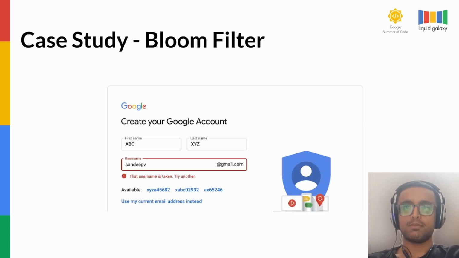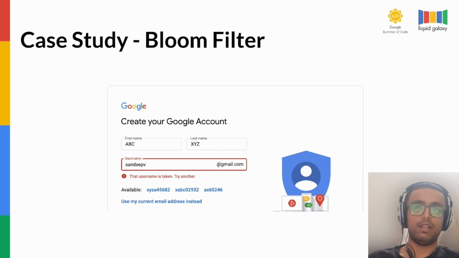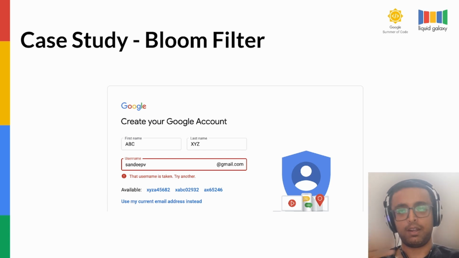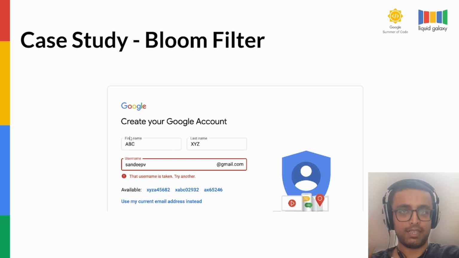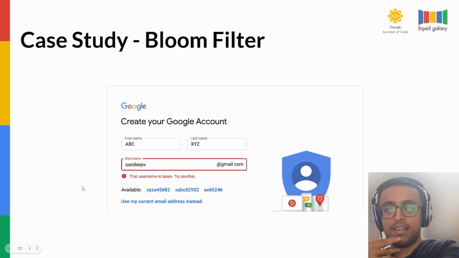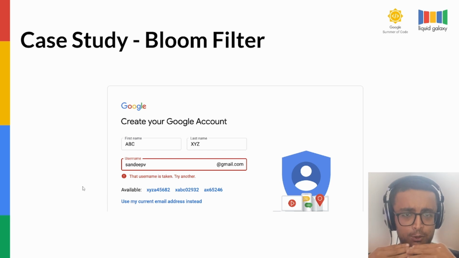Okay, now we have come to the case study, Bloom filter. You might have got the idea of what a Bloom filter is by looking at this screenshot. This is the Google sign up page. When Google asks you to create a new account, it looks something like this. It asks for your name and username to assign to your Gmail, and it shows if the username is already taken or not. So it puts that information on the screen to let the user know if that email already exists or not. Let's just see how it works.